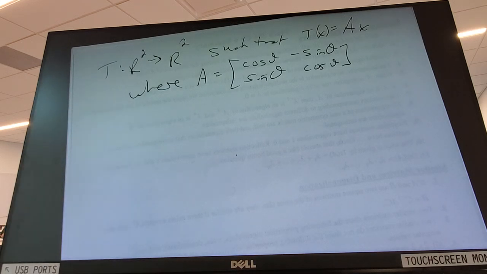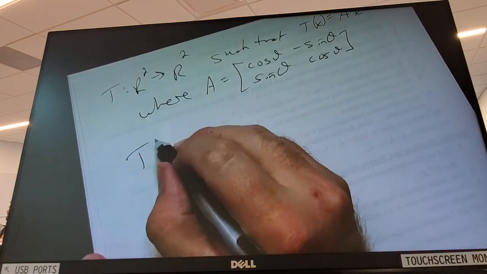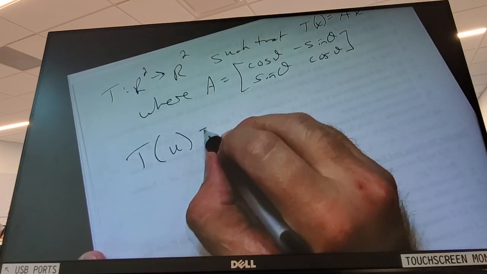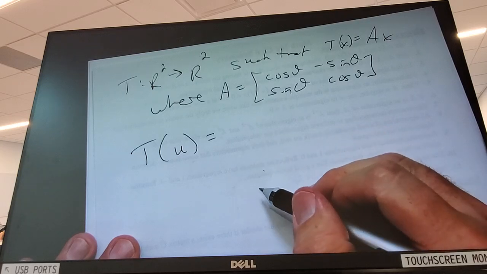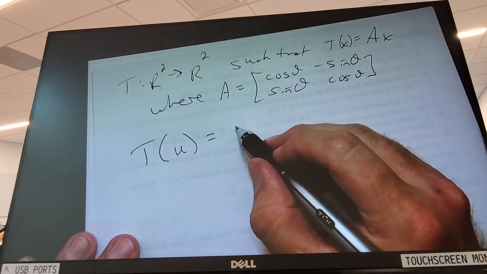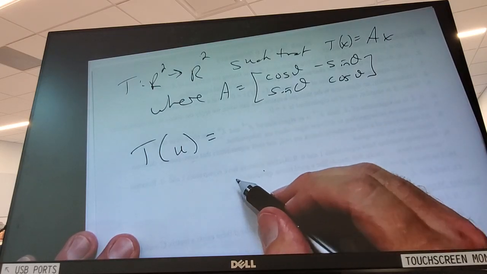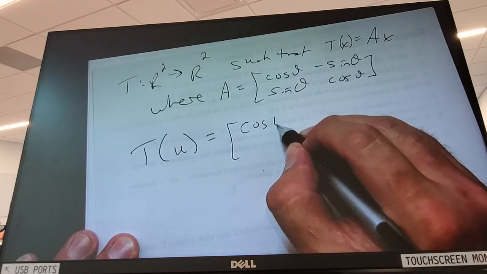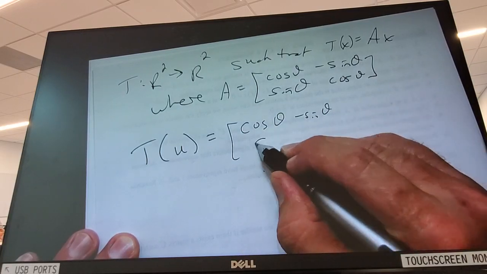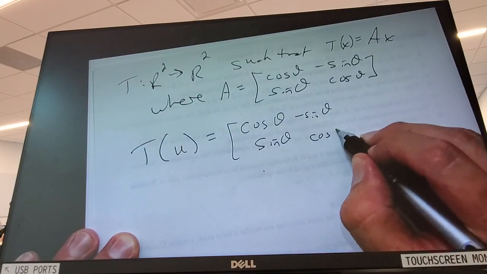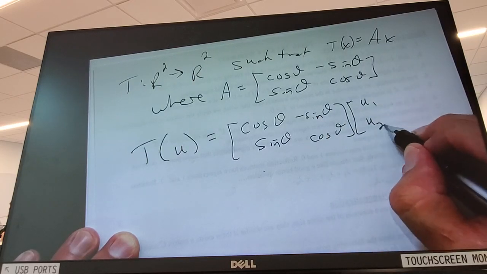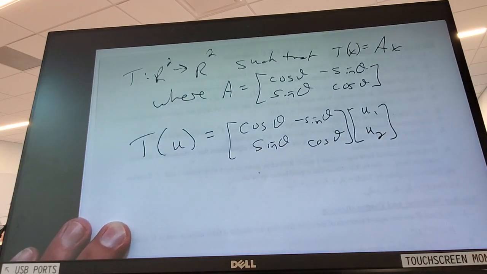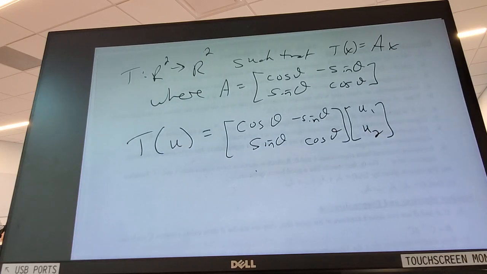Well, what's T of u, where u is an element of R squared? What's T of u? Yeah, so it would be the matrix cosine theta, negative sine theta, sine theta, cosine theta, times, we'll say, u1, u2. Is that cool? Are you guys kind of with me?